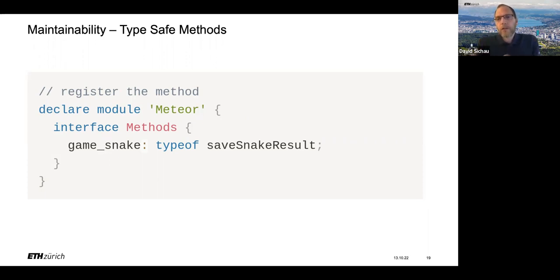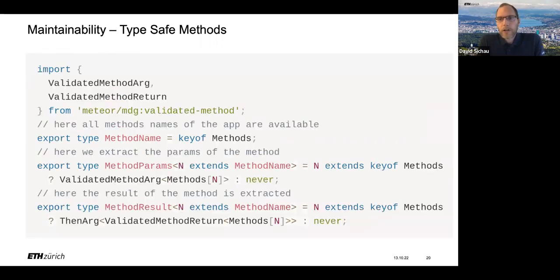To glue these things together, you need some boilerplate code. I won't go into details here. I will also show later a link where you can read it up in more detail. So the idea is that we somehow need to get all our method names, which is very simple because it's saved in our interface methods, and we just need the keyof operator.